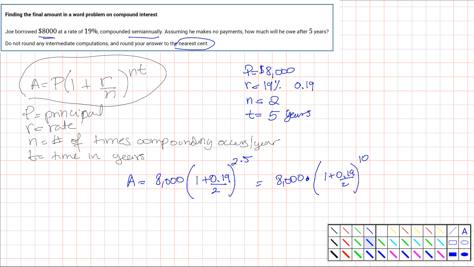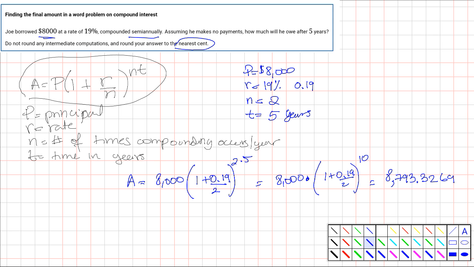When you put that in your calculator, make sure you enter 8,000 times 1 plus 0.19 divided by 2, all that raised to the 10th power. You are going to get 8,793, and then the decimal points and so forth.